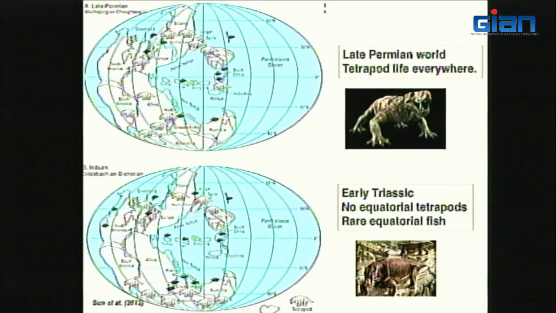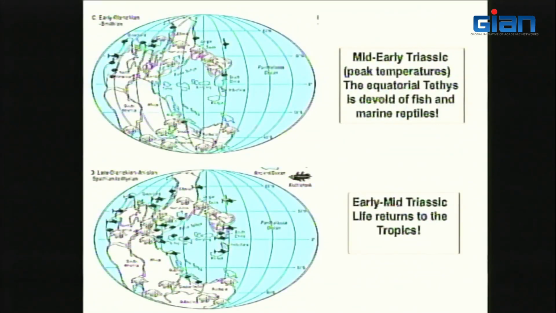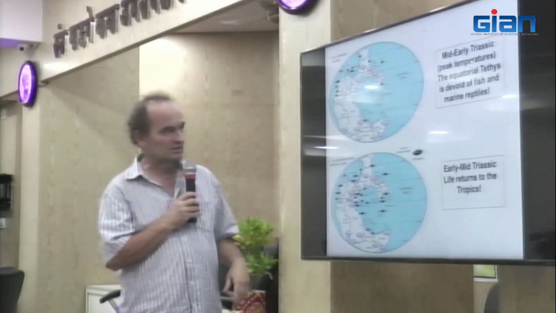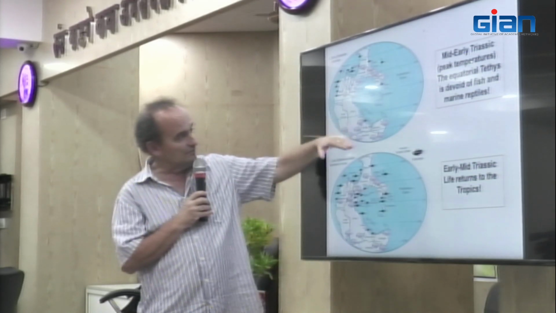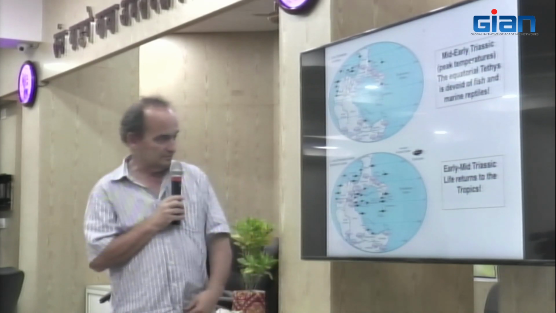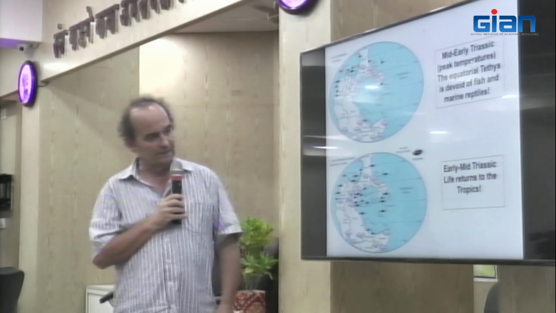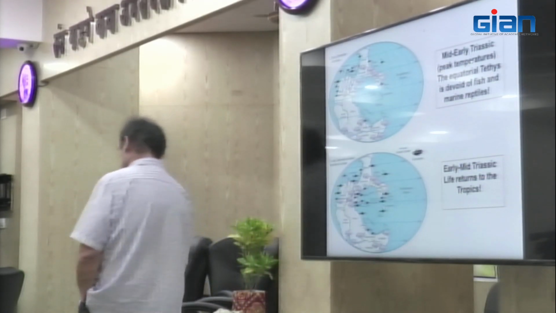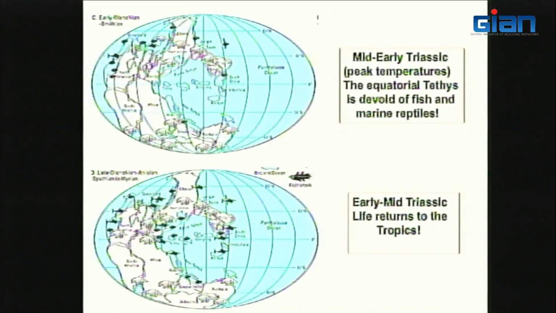So it means that the fish, for example, is here. If you look at the fish during the mid-early Triassic, where you have really this very hothouse, the equatorial Tethys was almost completely devoid of fish and marine reptiles too. And every tetrapod, fish and so on, returned only way after to lower latitude, and life returns to the tropics only in the mid-Cretaceous. And in the mid-Cretaceous, again, you have the reefs.